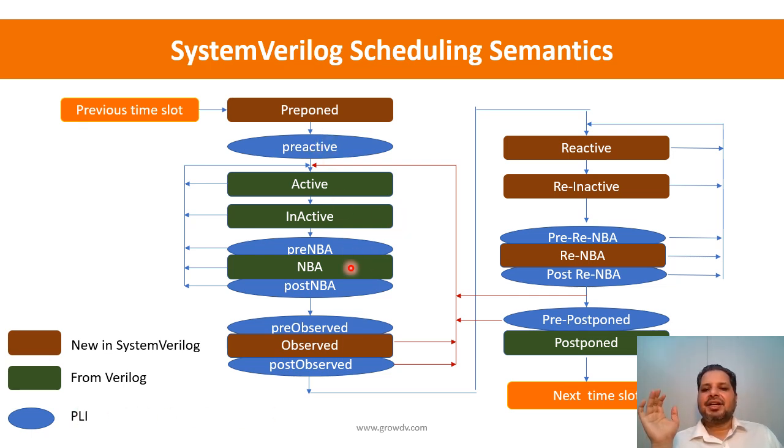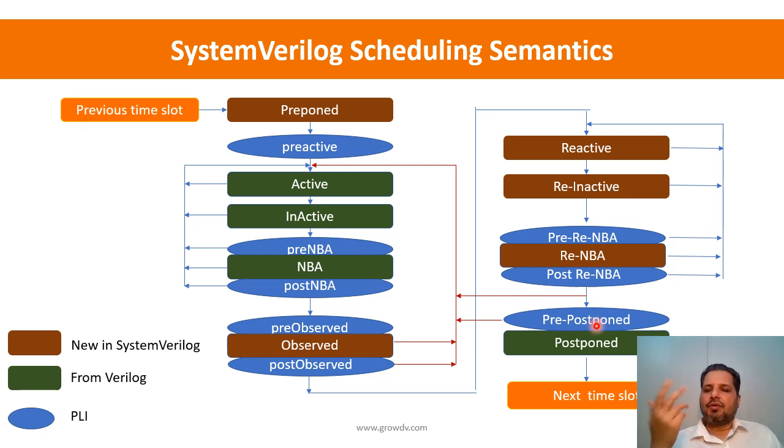Now there are various regions that are provided, and in these regions the exchange of information with the PLI can take place. These regions help provide certainty, for example, if I want to see the values before NBA, or before execution, or after everything has executed. This way the PLIs can interact more closely and implement various applications that are very close to the behavior of the simulator.